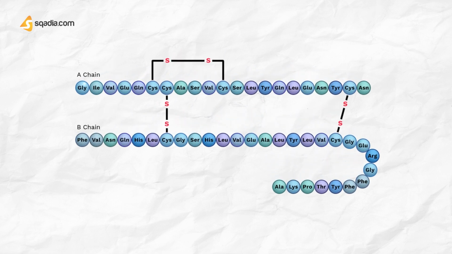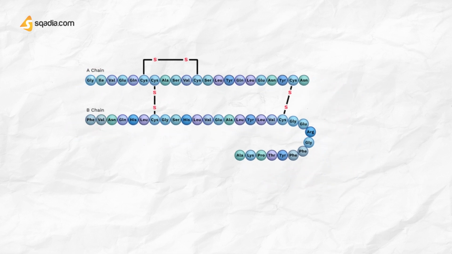Insulin is a polypeptide hormone consisting of two peptide chains that are connected by disulfide bonds. It is synthesized as a precursor, proinsulin, that undergoes proteolytic cleavage to form insulin and C-peptide, both of which are secreted by the beta cells of the pancreas.